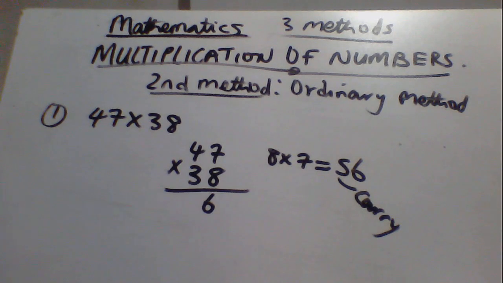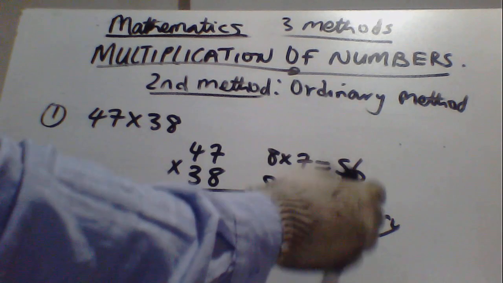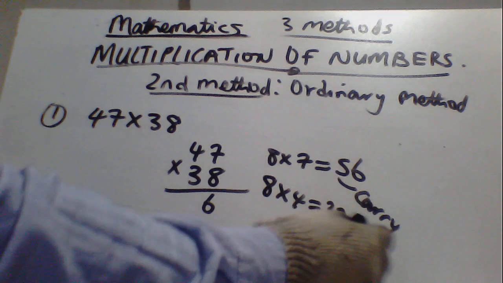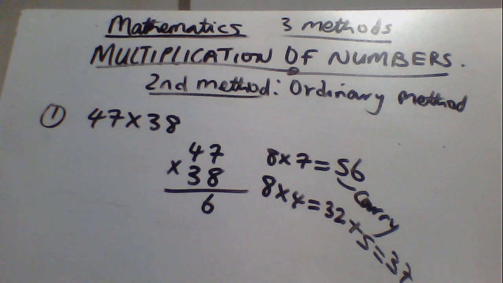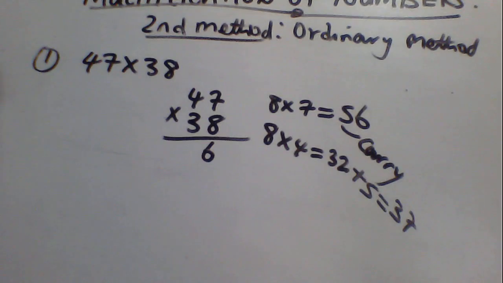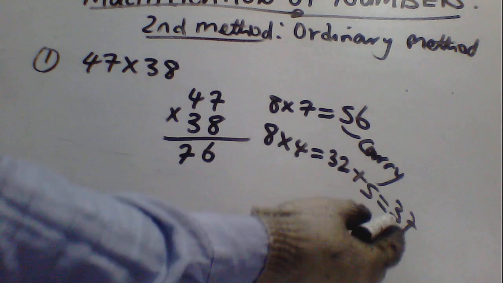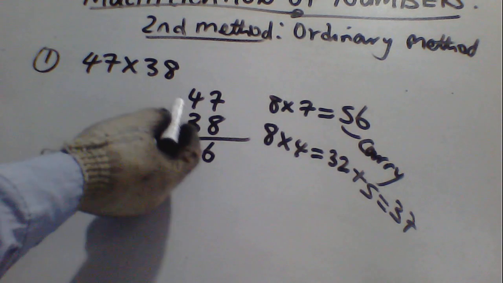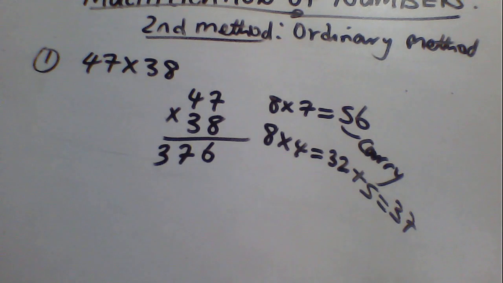8 times 4 is 32, plus the 5 you carry, that gives us 37. Then you write 7 and carry 3. Since there is no other number to add this 3 to, you write it down. You are done with the first row.